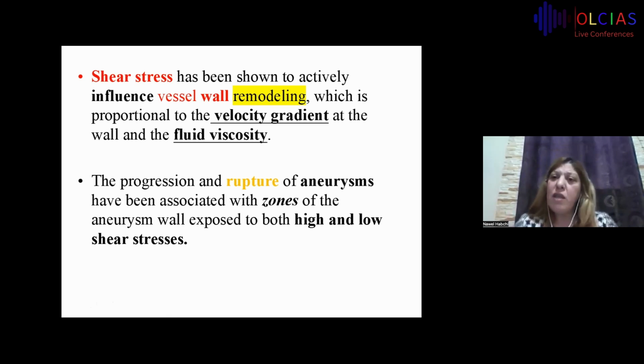And the objective of our study, our project, is to know what the zones of rupture are. According to the literature, the zone is located in the aneurysm dome, which is exposed to high and low shear stress. So when we have a zone exposed to high or low shear stress, we have a risk of rupture of this aneurysm. And my colleague will present to you some characteristics of this high and low shear stress, and she will present some equations, the Navier-Stokes equation.